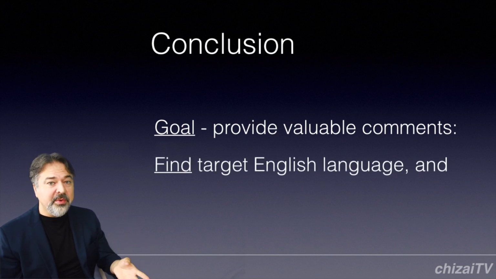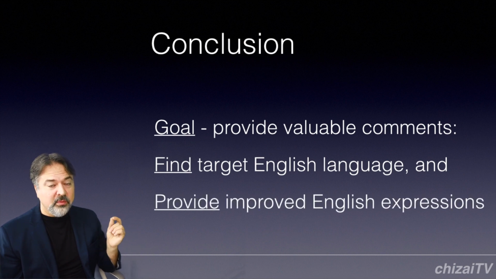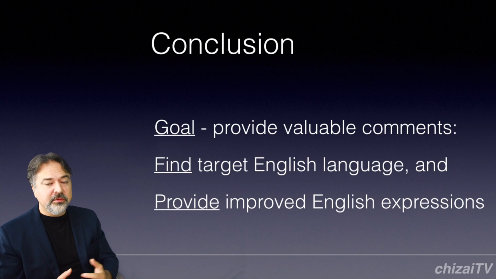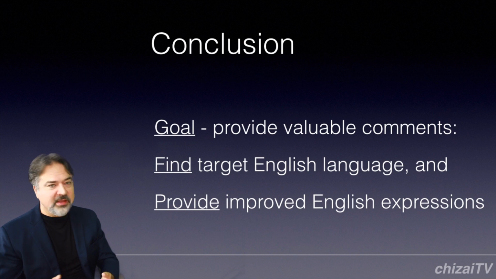So in our example, it was the present invention. The present invention was the target English language. Then we provide the improved English expression. So the improved English expression is at least one embodiment of the present invention has a housing, for example.